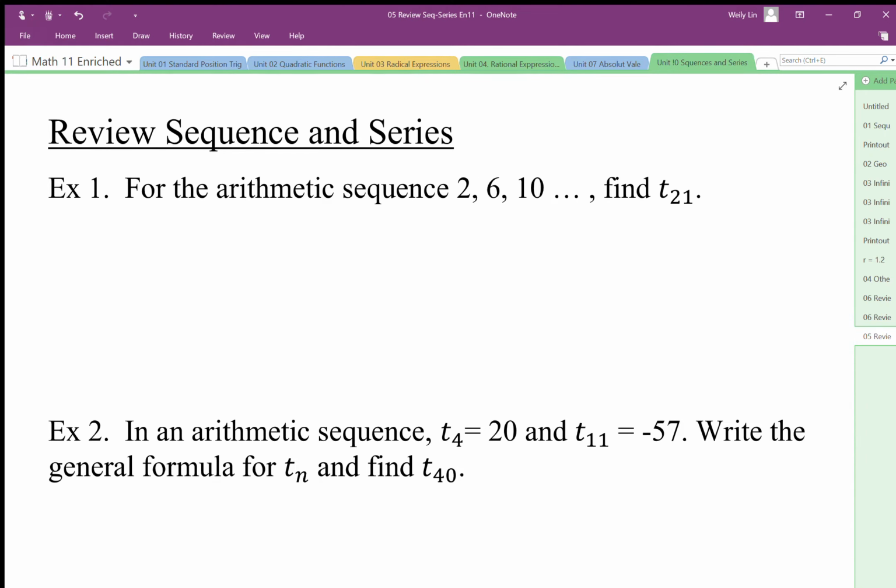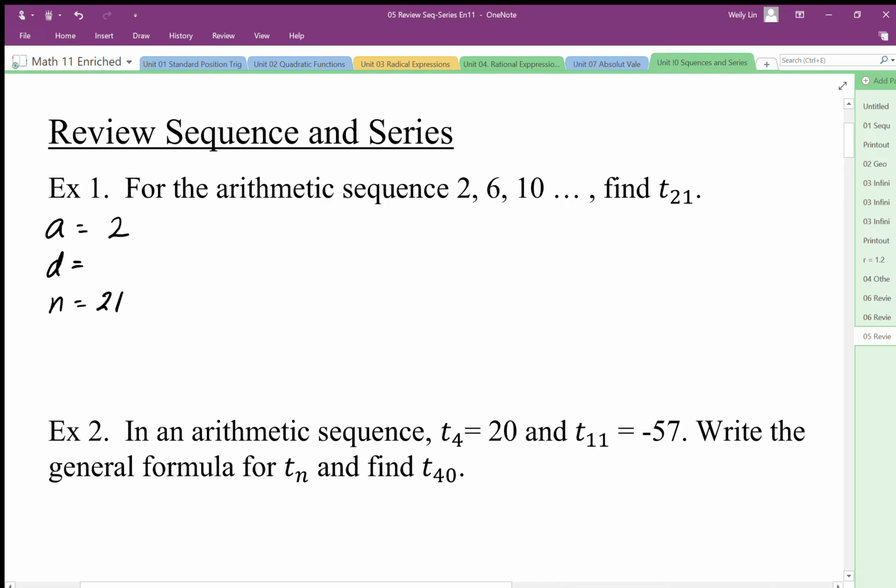For the arithmetic sequence 2, 6, 10, we want to find T21. So when we look at arithmetic sequences, we need to know where we start from. We need to know how we progress, or the common difference, and we need to know how far we're going to go. So in this case, we're going to the 21st term.